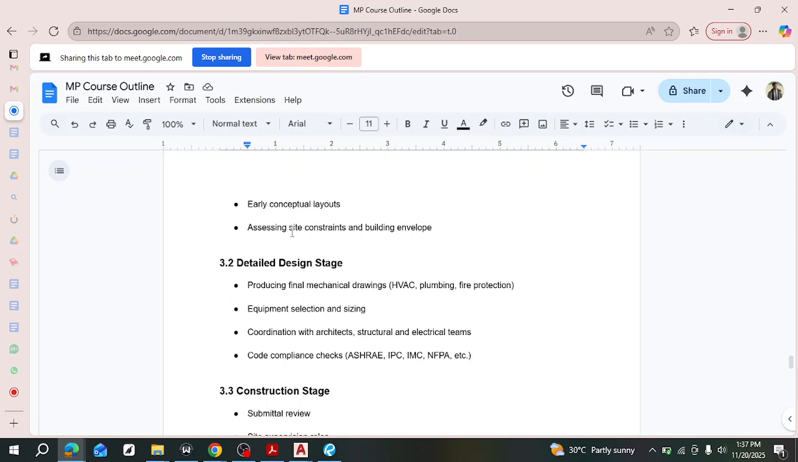So yeah, you assess the site constraints and building envelope. This also helps in your building design, because depending on the nature of the site, by the time you look at the floor plan, you can have an idea of what this looks like.